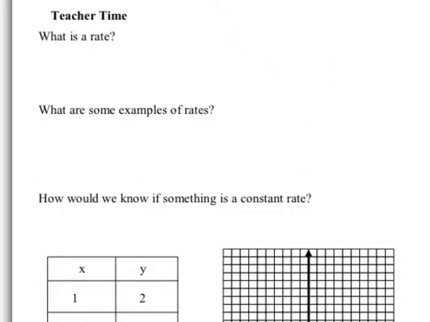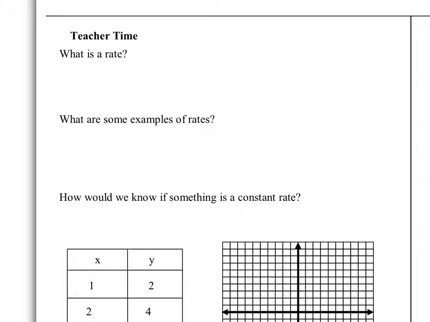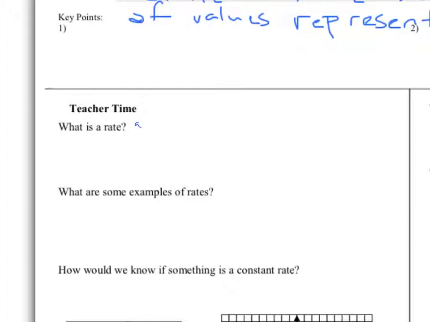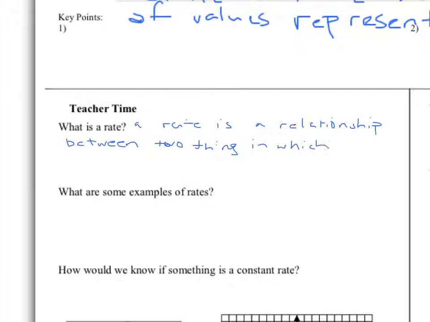All right, so what is a rate? A rate is a relationship between two things in which one changes based on the other.